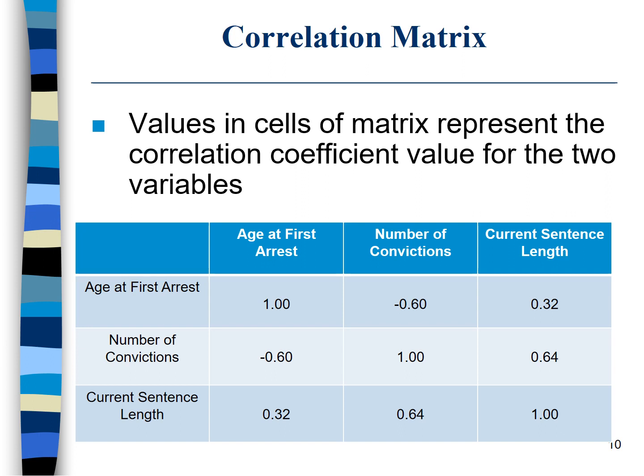So we see that negative 0.60, when you match the rows and column names that correspond with it, you see age at first arrest and number of convictions. Same thing when you see the value of 0.32. It shows up in two different cells. Why? Because it's showing the exact same association, the one between age at first arrest and current sentence length. It just matters whether or not it's in the rows or columns that the variables are listed.